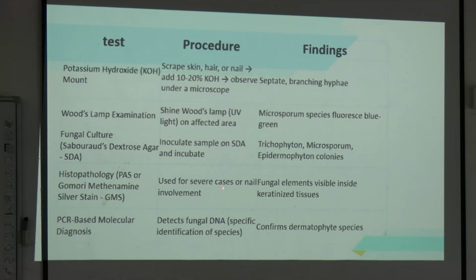Histopathological stain is used for severe cases of nail involvement, okay. Fungal elements are visible inside keratinized tissue. And PCR based molecular diagnosis directly detects fungal DNA and identifies and confirms the dermatophyte species. So these are the basic tests.